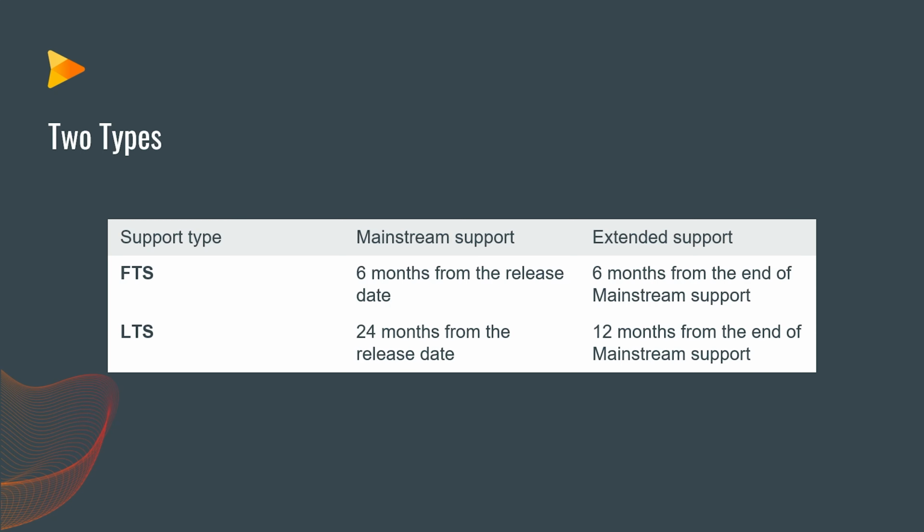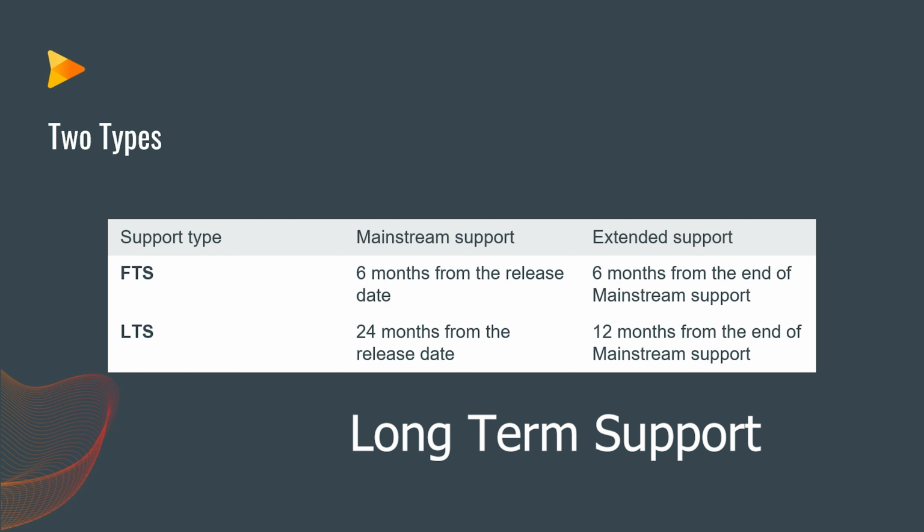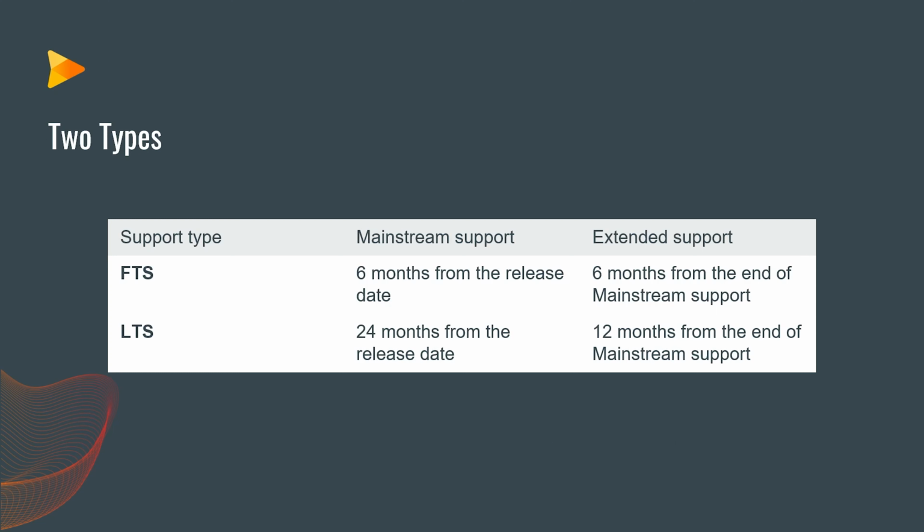So mainly, UiPath issues support in two types. The first one is FTS. FTS means fast track support, and the second one is LTS. LTS means long term support. Under FTS, we have two phases: mainstream support and then extended support. For example, under FTS, mainstream support will be 6 months from the release date, and then extended support is 6 months from the end of mainstream support.